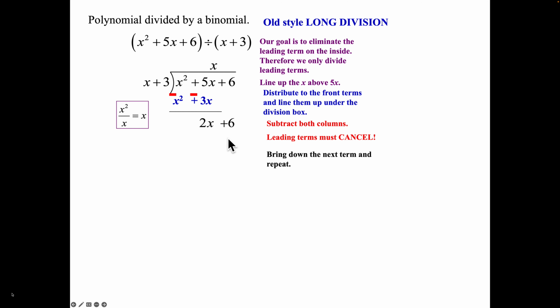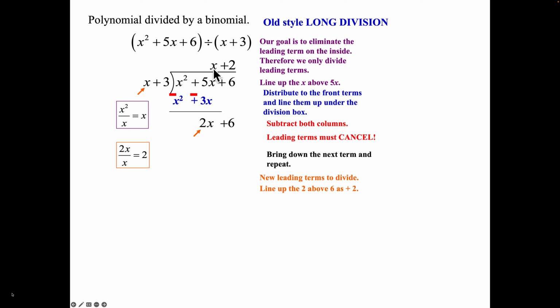Okay, now we repeat our steps again. Since we canceled out our leading term of x squared, and it is in descending order, we now have a new leading term. That's 2x. So this 2x gets divided by this leading term. That's all you divide, is leading terms. 2x divided by x is 2. Well, 2 is a constant. It has to line up above the plus 6 right here. So we'll put in a plus 2 because it's positive.